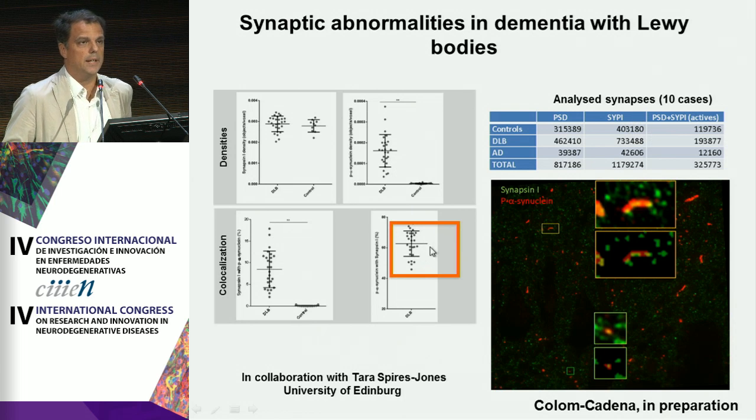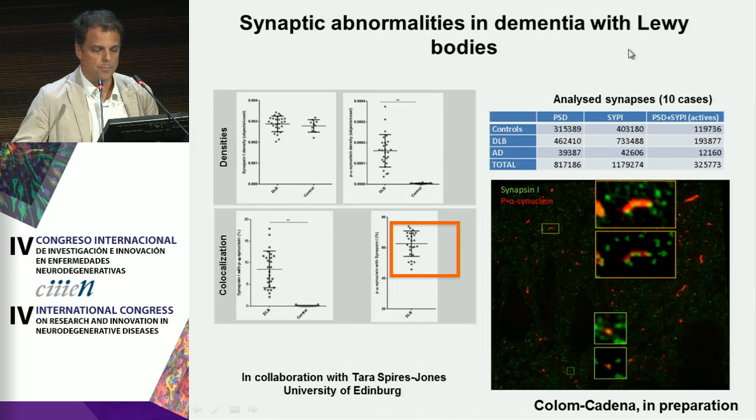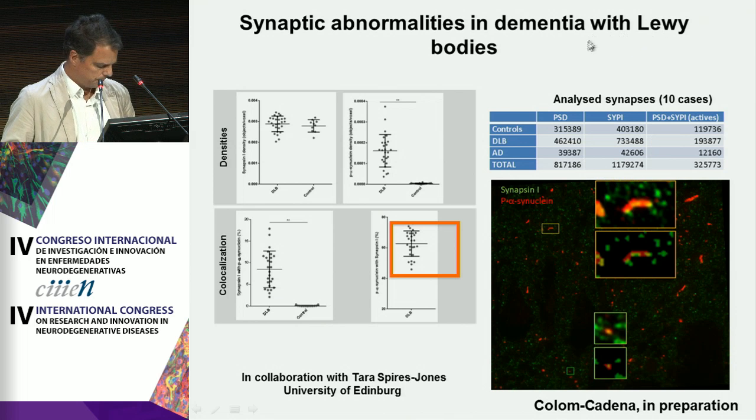These are very preliminary data that we have gotten from 10 cases. It doesn't seem to be a lot, but only a handful of groups in the world have cases, because you need fresh tissue, so there are really not many cases in the world that you can study. And this is in collaboration with Tara Spires at the University of Edinburgh.